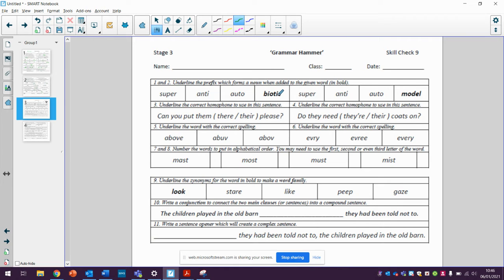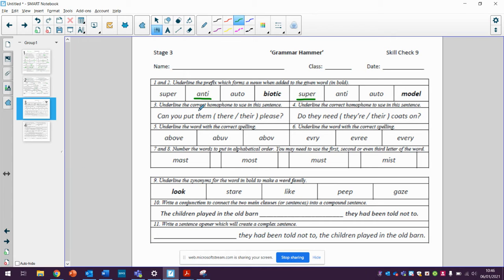So we've got biotic. Now we haven't actually done this prefix. We haven't taught this one, but it's antibiotic. Okay, it's a sort of medicine. You might have an antibiotic. Something model: supermodel, anti-model, or auto model. This one is probably going to be a super model.